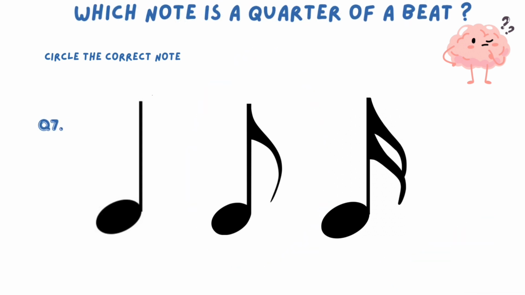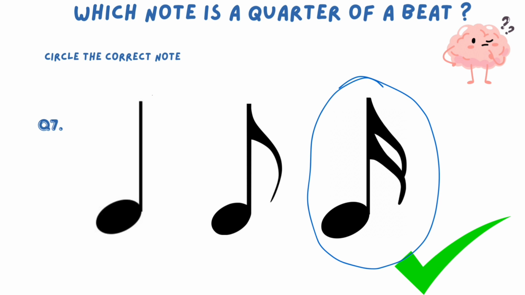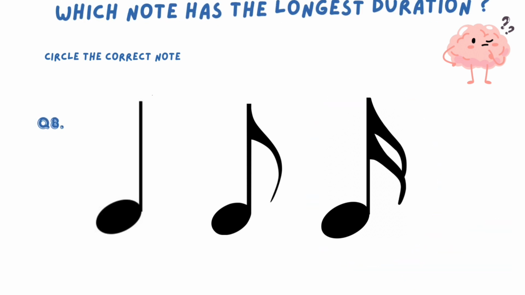Next question. Which note is a quarter of a beat? Okay, out of these three, which one is a quarter of a beat? Have a think about it. Pause the video, rewatch if you need to. Answer coming up. 3, 2, 1. That's right. So that would be a semiquaver with the two little tails coming out the end there.